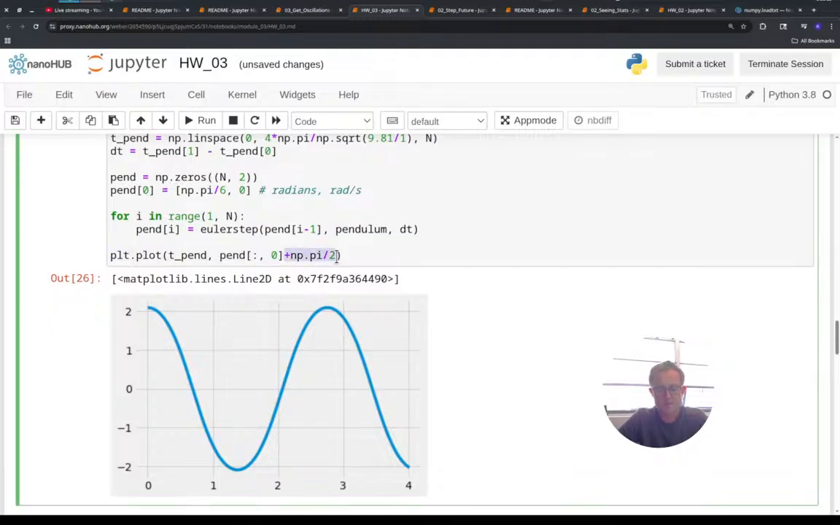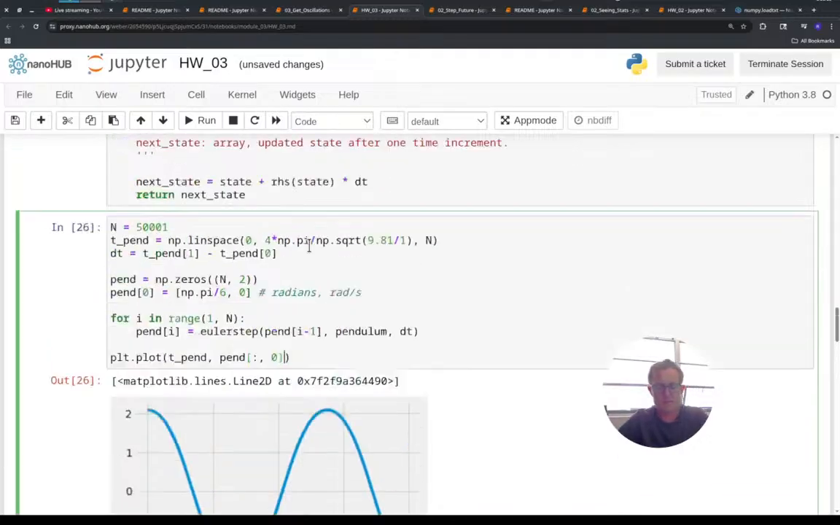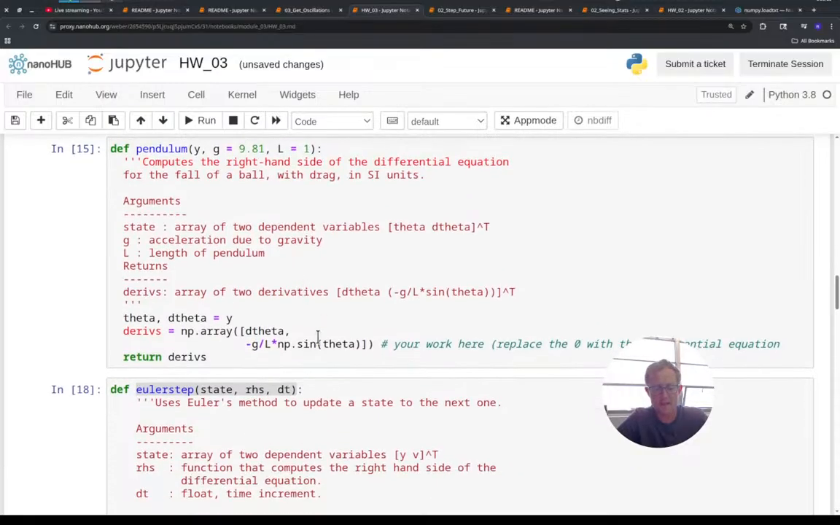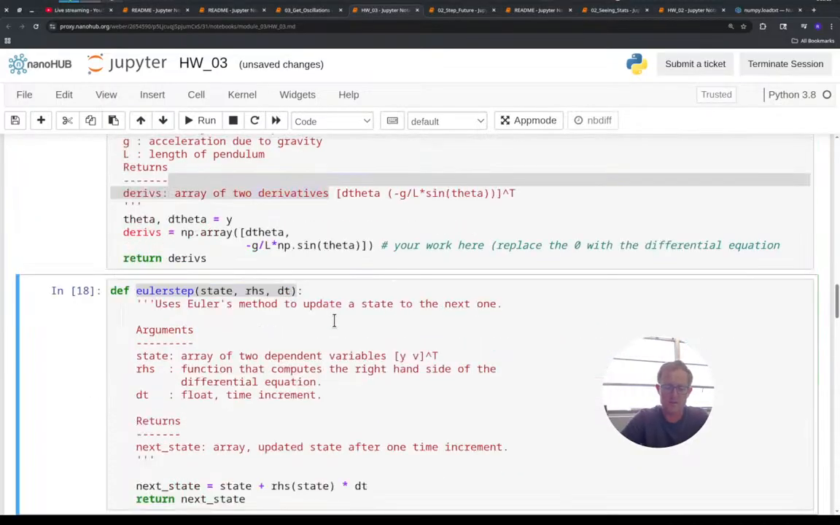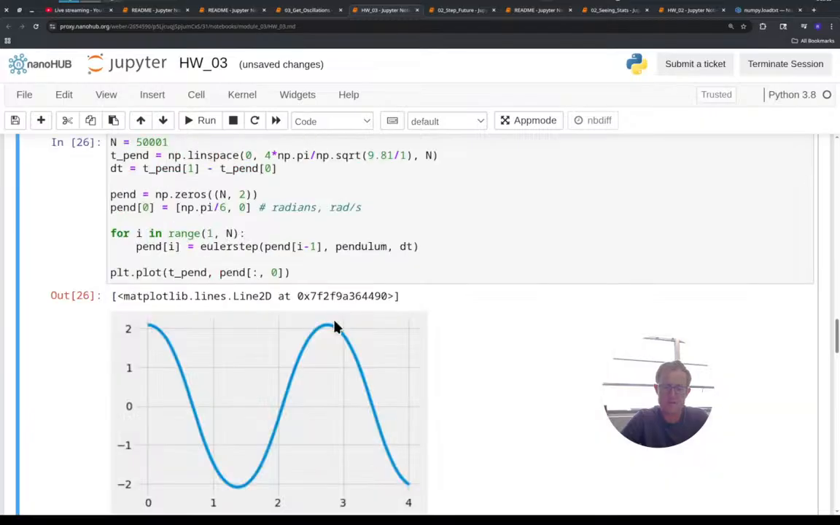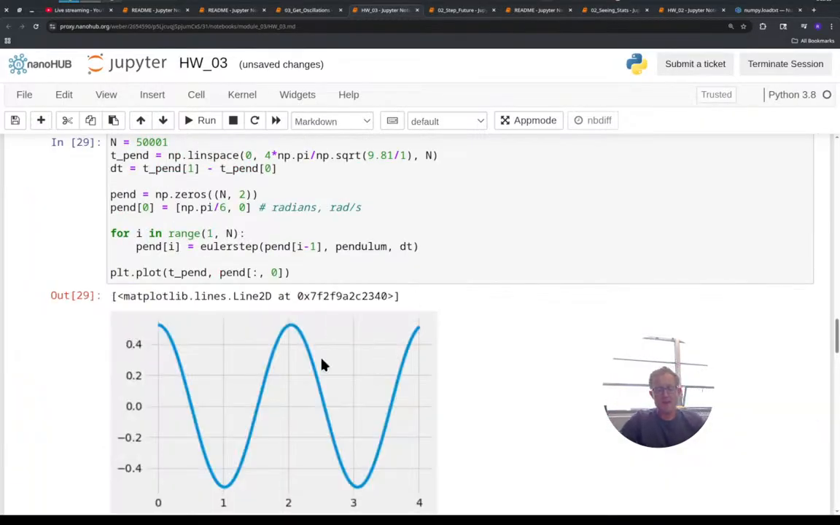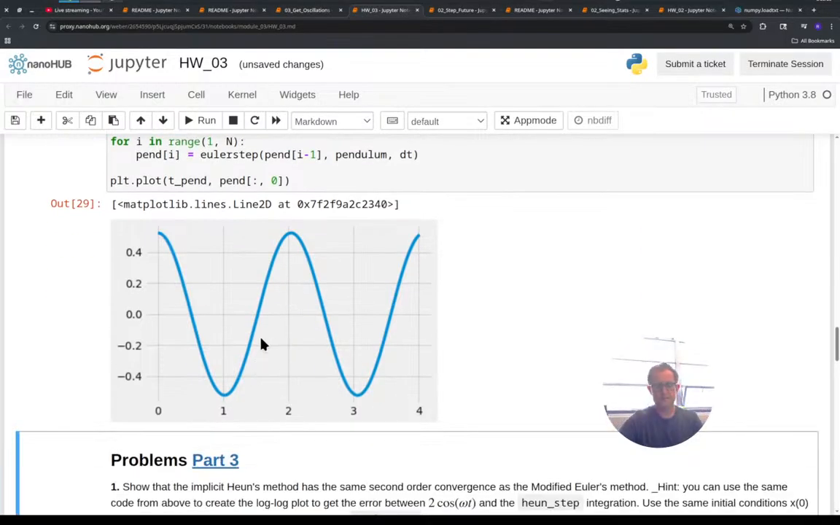So let's just go in there and fix it, because Professor Cooper's crazy and he can't keep track of things. So I'll update my function. I didn't change Euler step, but I'll run it anyway. And now I see two periods of oscillation with very much a cosine kind of wave, because it starts at pi over 6, swings to negative pi over 6, and then back up. Now we're doing well.